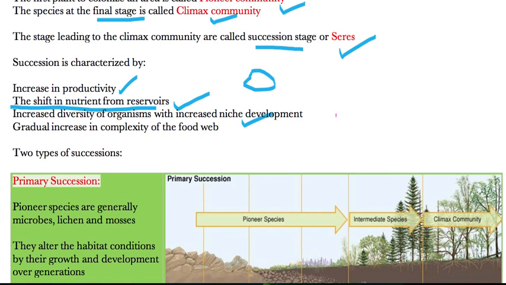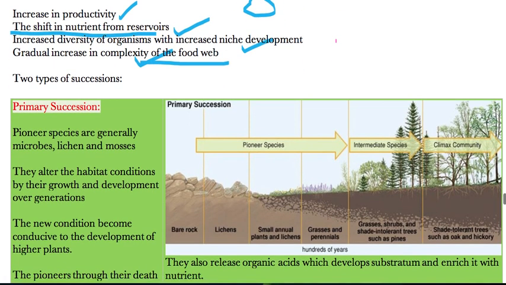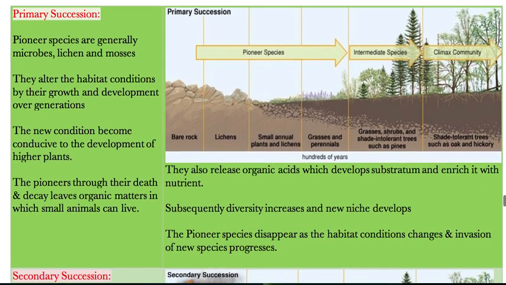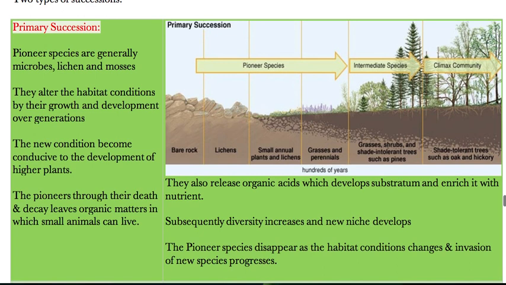Then there is a gradual increase in complexity of the food web. As we discussed earlier, the linear food chain will become more complex if you have a more diverse environment and the biodiversity is more. So various food webs will be created, and that will be very complex. So basically there are two types of successions. We'll deal with the first type first, and then we'll go for the second.